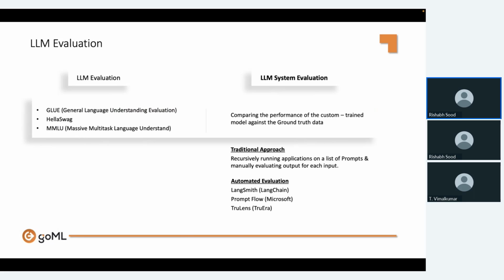So coming to LLM system evaluation, as I highlighted, once you've leveraged any of these techniques, which is prompting, RAG, or fine-tuning, to build your domain-specific application on top of these large language models, at the end of the day, what you're doing in your evaluation is comparing the performance of the custom trained, domain-focused model you've developed with the ground truth data, or the golden set data as we refer to it.